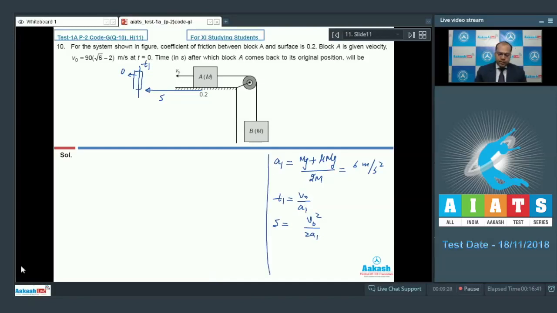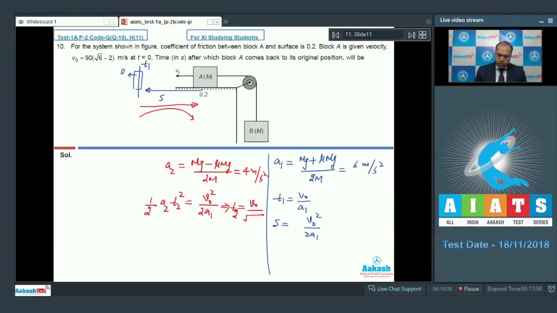Now I have to calculate the time from here to here. As the block gains velocity in the backward direction, the direction of friction on block A changes. So I can write the acceleration at that moment would be mg minus mu mg divided by 2m, and on solving this it comes out to be 4 meter per second square. Similarly, if I calculate the time taken from here to here, then half into a2 into t2 square must be equal to this separation s, and this is equal to V0 square upon 2a1. So on solving, the value of t2 comes out to be V0 under root a1 a2.